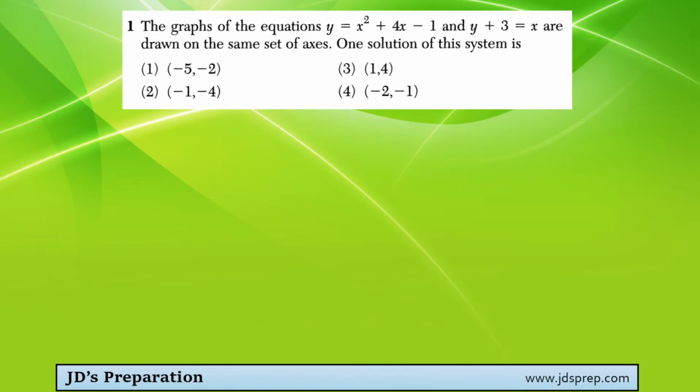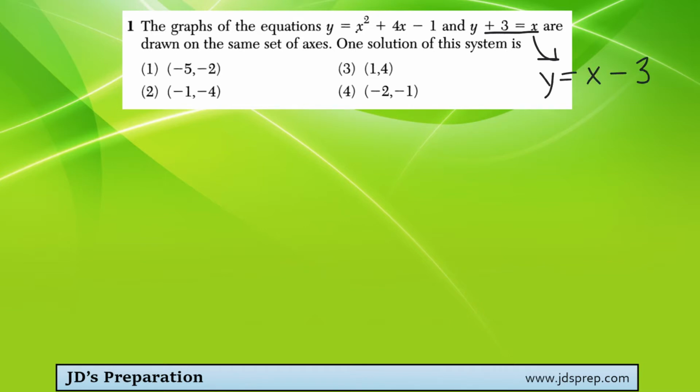In order to solve this problem algebraically, what we'll want to do is isolate y in both cases. Well, in the first equation, y is already isolated. The second one just needs a little bit of work. All we have to do is subtract 3 from both sides to get y is equal to x minus 3.